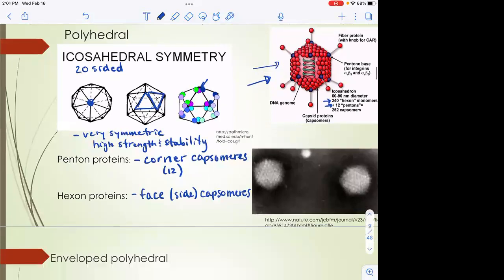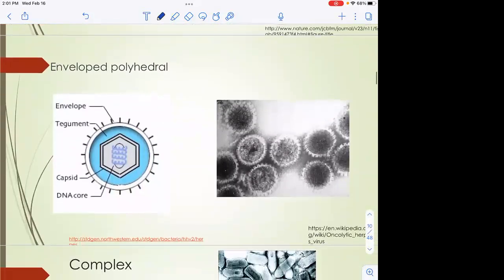Okay, and you can have an icosahedral capsid that's then covered in a membrane. Herpes virus is an example of that. Don't worry about these tegument proteins. We're going to talk about that later.